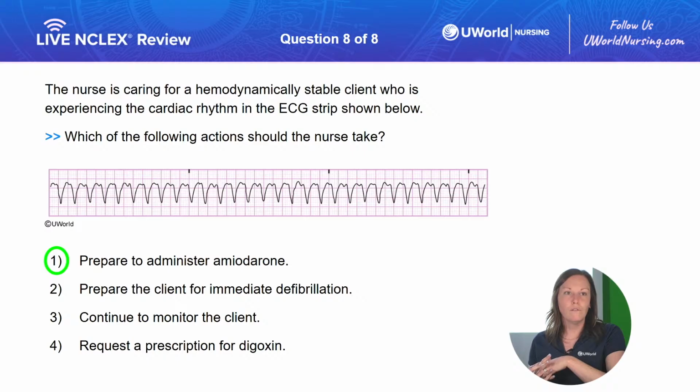Option 4, request a prescription for digoxin. Digoxin can actually cause VTAC due to dig toxicity. If the level of digoxin in our blood is not therapeutic, it can cause this dysrhythmia. So we would want to discontinue the digoxin. All right, you guys did great on that.